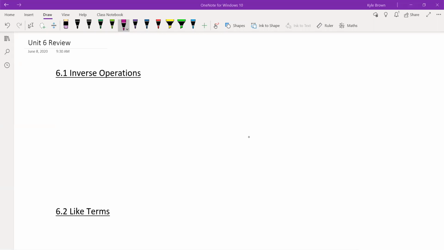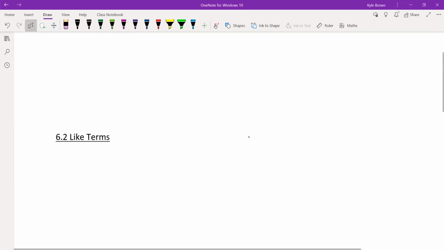All right, Unit 6. So Unit 6 was all about algebraic expressions, right? So algebra. That was that inverse operation stuff, solving for x type of thing. So I'm just going to go through each type that we did, right? 6.1 was just your basic inverse operations, and then 6.2 was throwing like terms into the mix there. And then 6.3 was inequality.